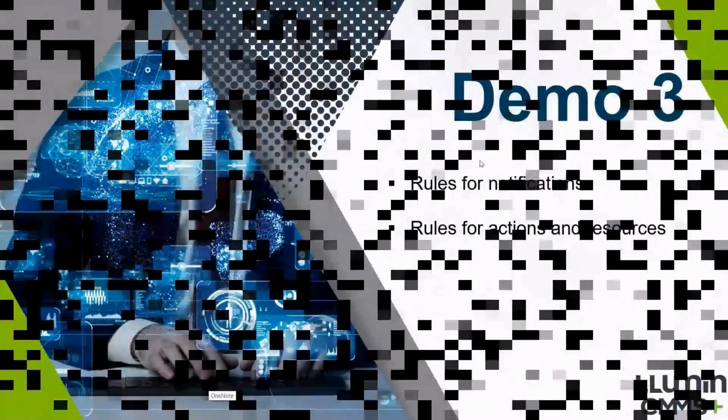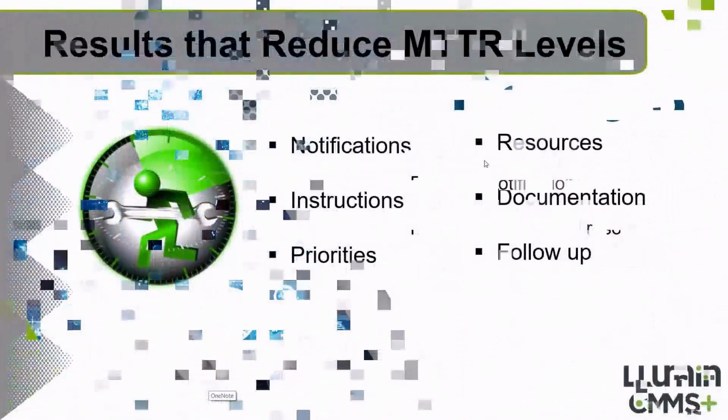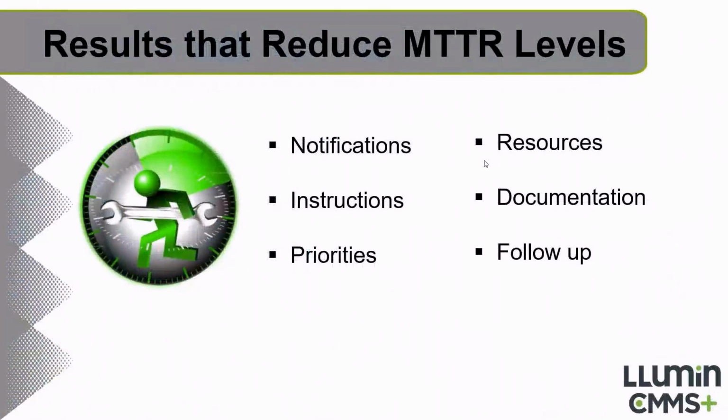All right, thanks, Doug. Okay, so now let's take a look at the results of all this. So we've set up rules that are based on conditions and utilization levels and whatever data matters. We've set up triggers. We've also put in those triggers, as Doug showed, different criteria for who to notify and then what to do and what resources are needed.